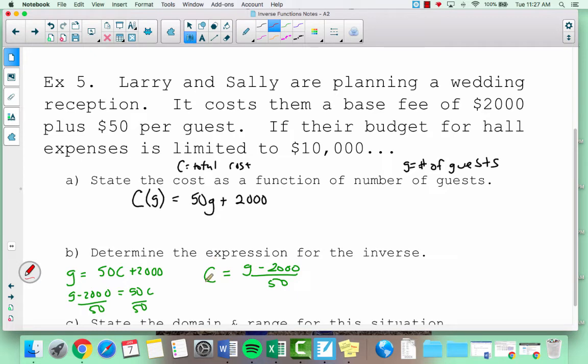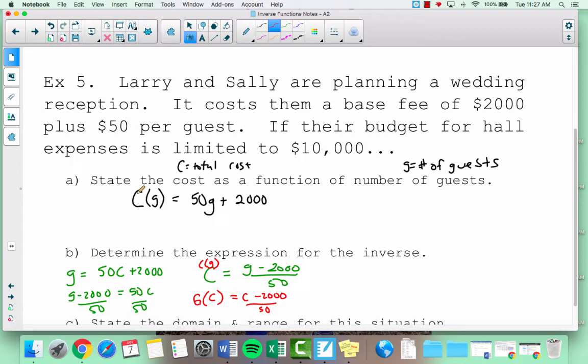So now instead of cost being dependent on the guests, the guests are dependent on the cost. So instead of C of G, which is what this original was, now it's G of C. So the guests will determine the cost. And so that means that the G that was here really is now going to be our cost. So C minus 2,000 over 50. So basically what I did was just reversed my variables back. Okay, I just changed the notation.